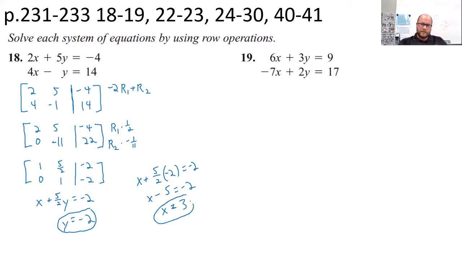So we have an x value, we have a y value. So our solution to this is 3, -2. We're going to write it as an ordered pair.